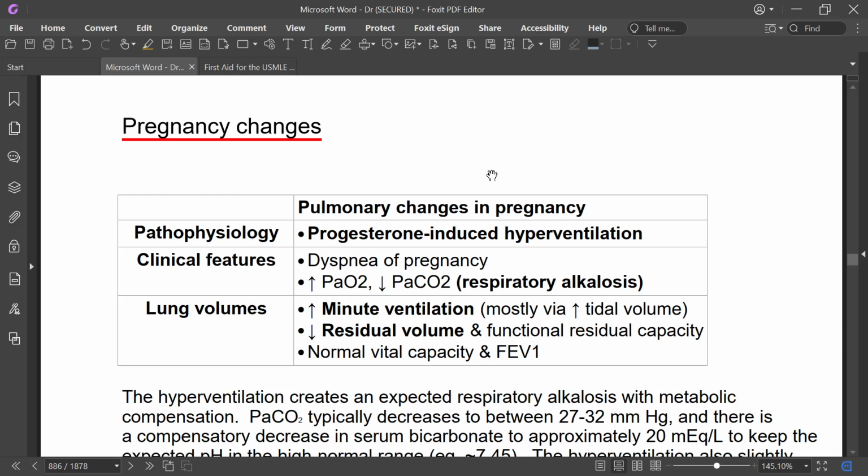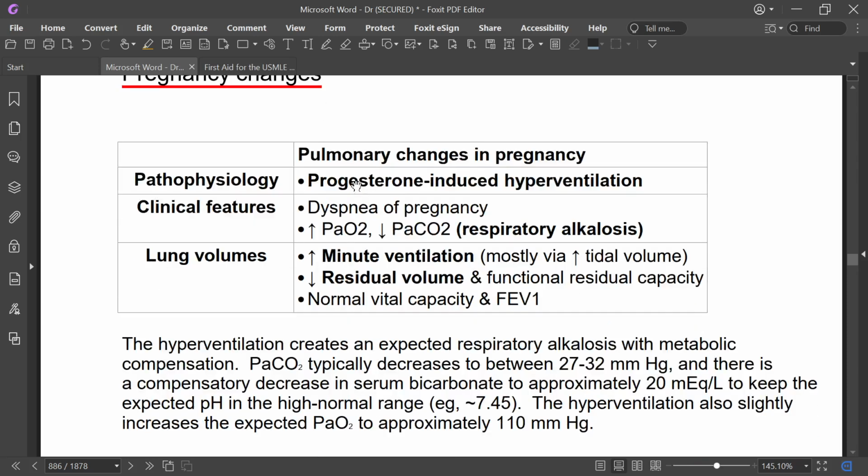it is probably due to, and we know that in pregnancy there are changes in the hormone level. So progesterone may cause hyperventilation. So this is progesterone-induced hyperventilation. Lung volume increases, minute ventilation increases, residual volume and vital capacity are normal, and FEV1. So in here there is increased minute ventilation, increased residual volume.